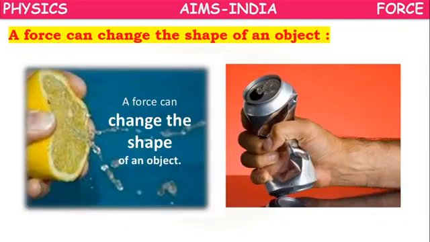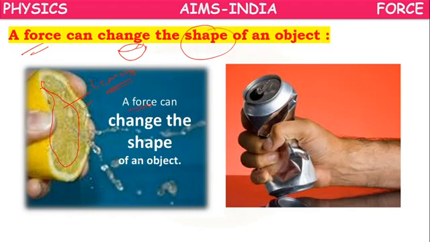So next. A force can change the shape of an object. So if you squeeze a lemon, initially it was in a round shape. After squeezing, its shape will become irregular.